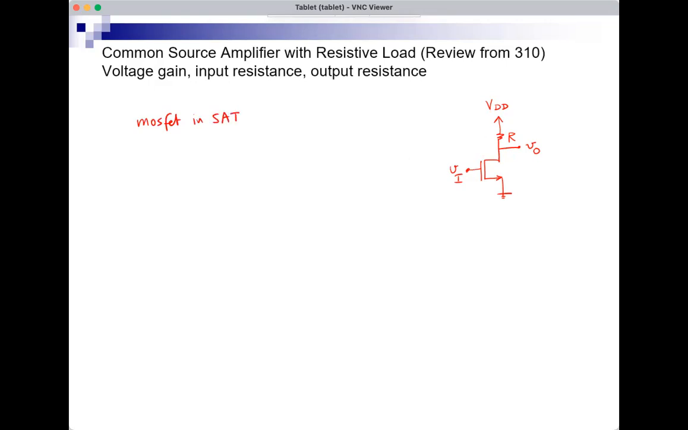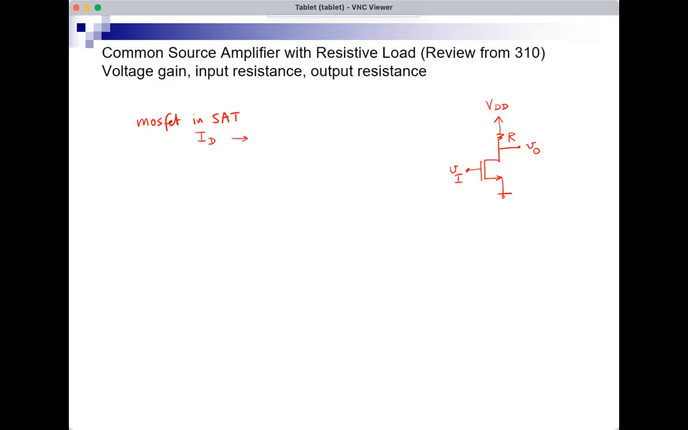I don't have numbers, but I can easily find the DC current. So if I know VGS DC, the DC current would be half K (VGS DC minus VT) squared. And then I can find VDS, make sure that it's greater than VGS minus VT. And I can find any quantity I want. There's not much to find here. There's VDS DC, there's the current in the resistor, which is the same as the drain current. So the important quantity would be ID. And ID, we find it from DC analysis in saturation.